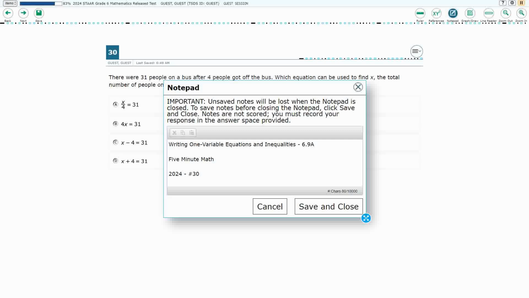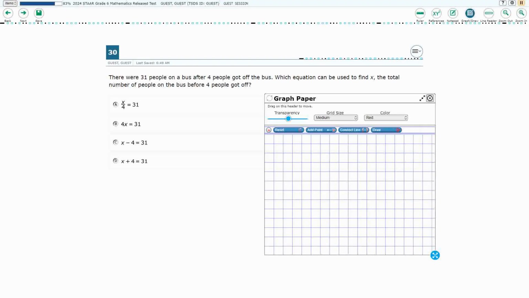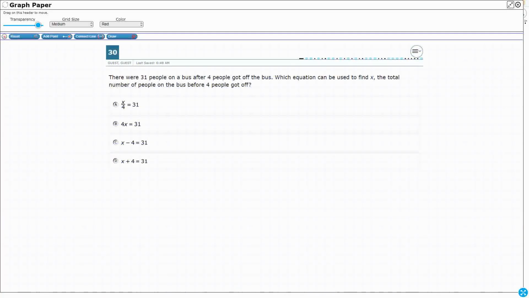Today we are looking at the 6th grade concept of writing one-variable equations and inequalities. This is standard 6.9a, and we are using item number 30 off the 2024 released STAAR test. If you haven't done so already, please go ahead and take a moment to pause the video, work this problem out on your own, unpause it, and we will look at our answers together.